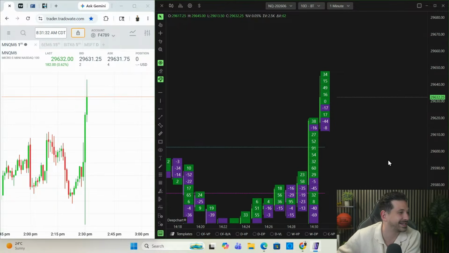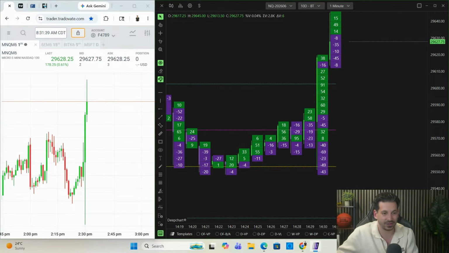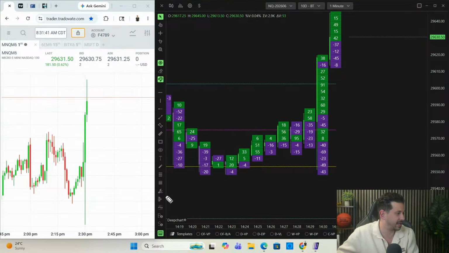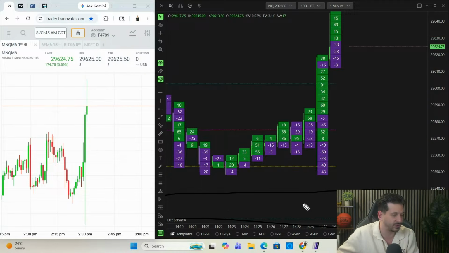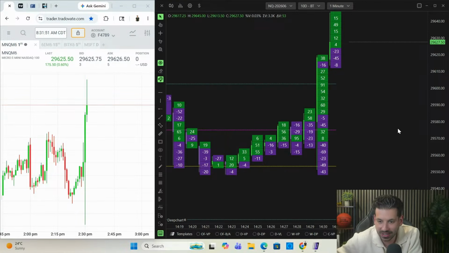All right, let's do this. Look at that. So on the open, I still haven't figured out how to get a table at the bottom that shows the delta and all that. I haven't figured that part out, but I'm sure it's possible on Deep Charts. I'd be surprised if it wasn't.